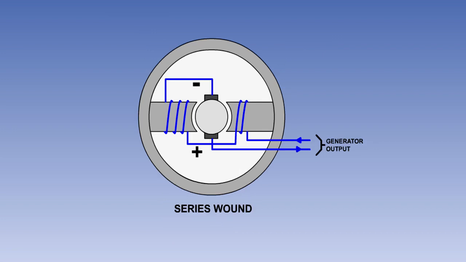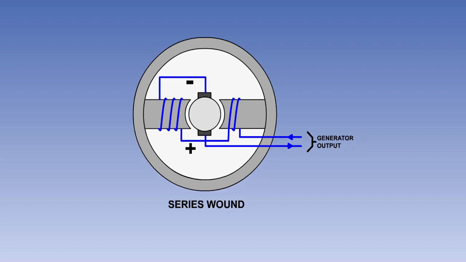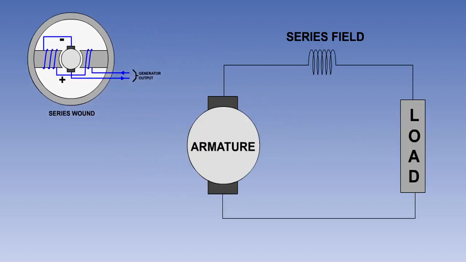In a series wound DC generator, the armature, the field coils, and the external circuit are all in series. For simplicity, we can show the electrical circuit like this. This means that the same current which flows through the armature and external circuit also flows through the field coils. Since the field current, which is also the load current, can be large, the required strength of magnetic flux is obtained with a relatively small number of turns in the field windings.